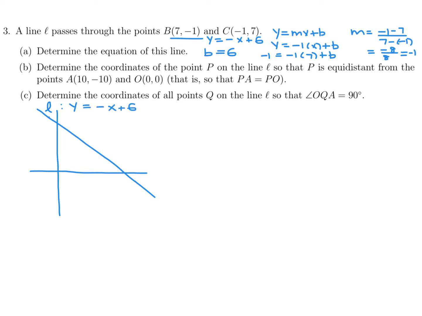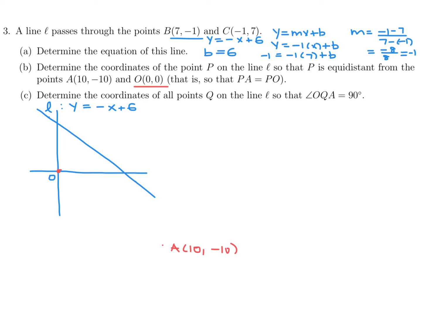I'll put L up here, and that equation is y equals -x plus 6. Then they're saying you have A and O. O is the origin, so that's easy. Let's put a little dot there to represent O, and then A is (10, -10). So A is going to be somewhere down here. Yeah, 10, -10. And they're saying there's some point P on that line so that it's equidistant from those two.